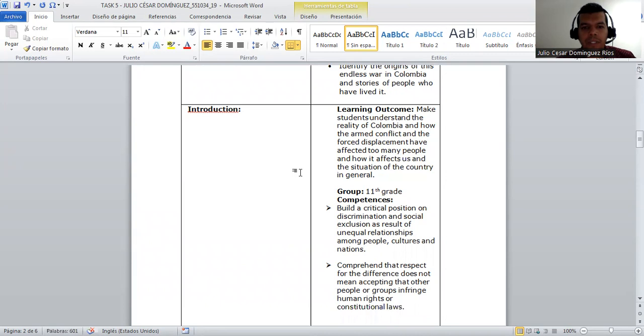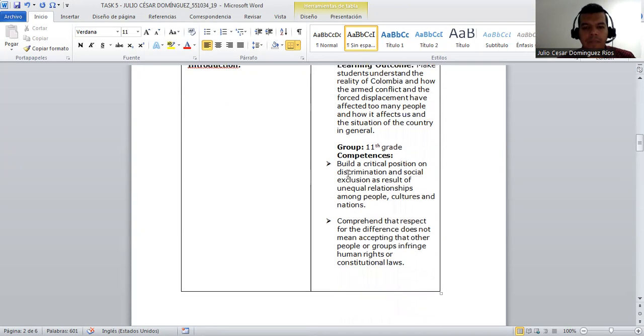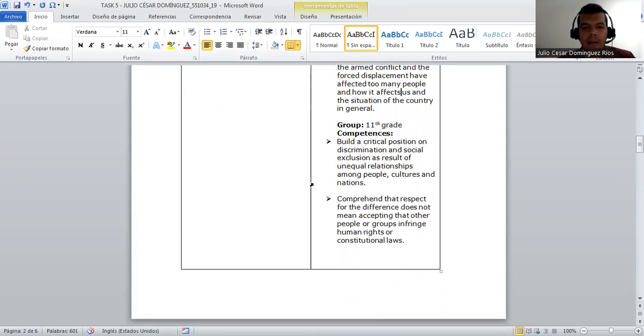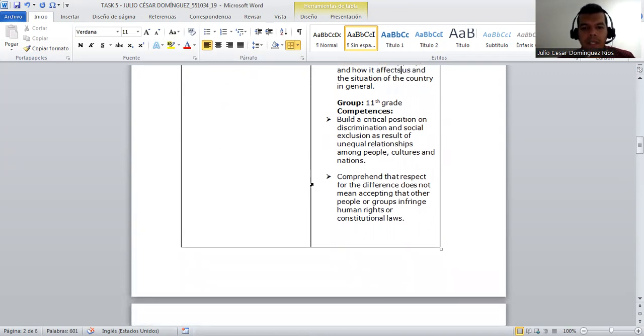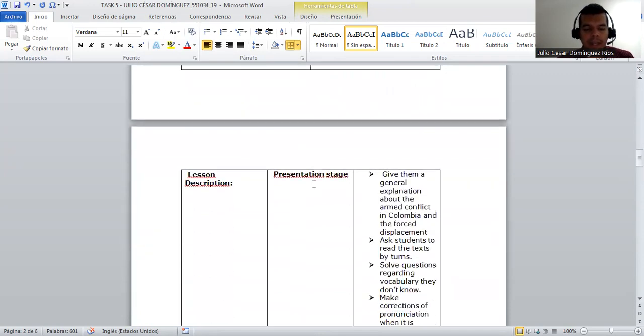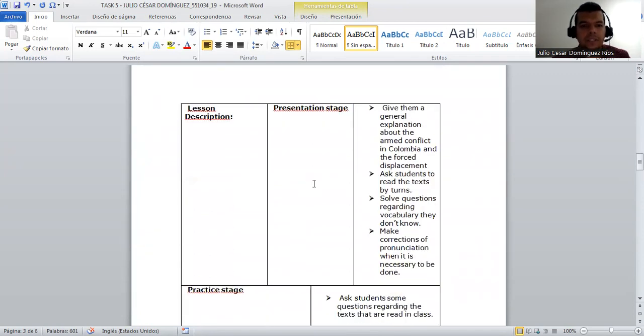As I said before, this lesson plan goes to 11th graders, and these are the competences: build a critical position on discrimination and social exclusion. Also comprehend that respect for the difference does not mean accepting that other people or groups infringe human rights or constitutional laws. Here's my lesson description.